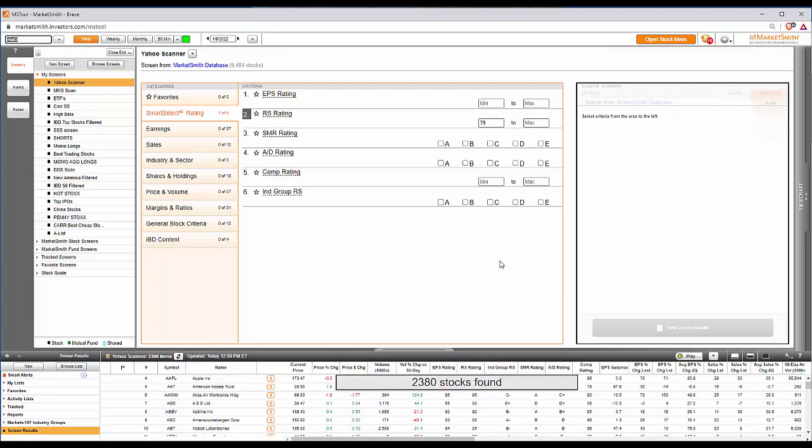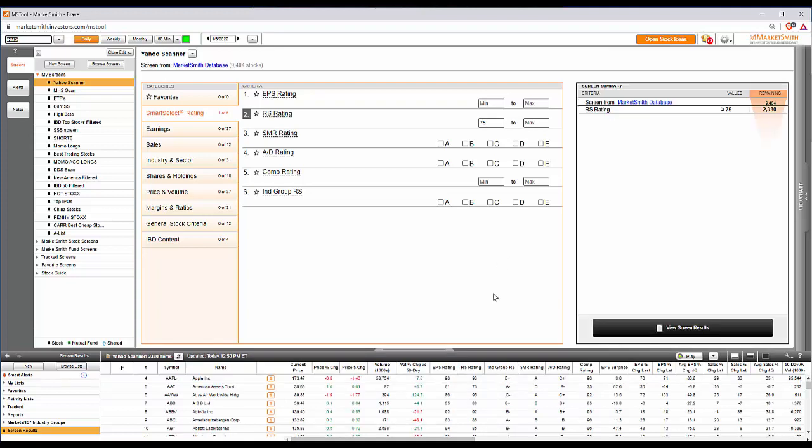The relative strength rating has nothing to do with the relative strength index, which is a pretty common indicator that people put on their charts. No, the relative strength rating here means how the price has been performing relative to the overall market. When we say a minimum here of 75, then we want the stocks that we are scanning to be in the top 25% of all stocks on the basis of relative strength, okay?